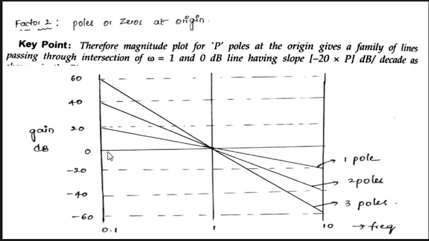So consider this 0 dB line as the dividing line, that is, the horizontal line. Below this line poles will be there, above this line zeros will be there. So if you want to draw the magnitude plot for poles, the magnitude plot is drawn from upward to downward.